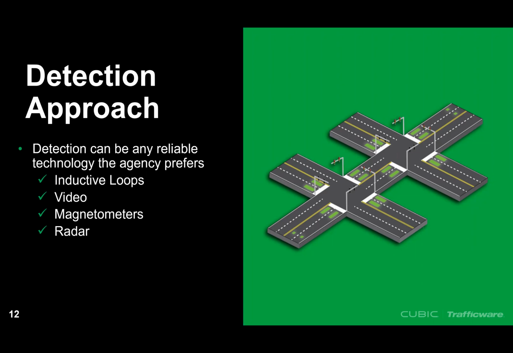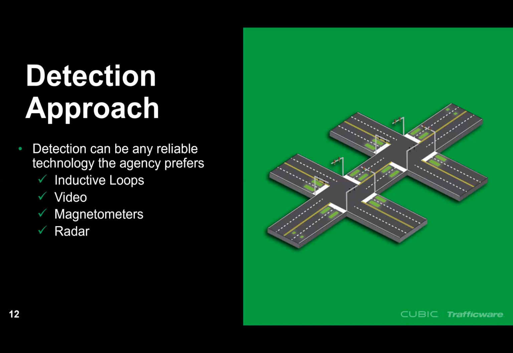So regarding detection, well-maintained detection is very important for an adaptive system, and it can be any reliable source that the agency prefers. Mostly agencies use either video or radar, one or the other. It really doesn't matter what type of detection as long as it's reliable. It can even be magnetometers, which are in-ground sensors. If you don't know what those are, they pretty much replicate what a loop will do. This was important for us in developing SynchroGreen, as we did not want to introduce any type of proprietary detection system that would be forced upon the agency.